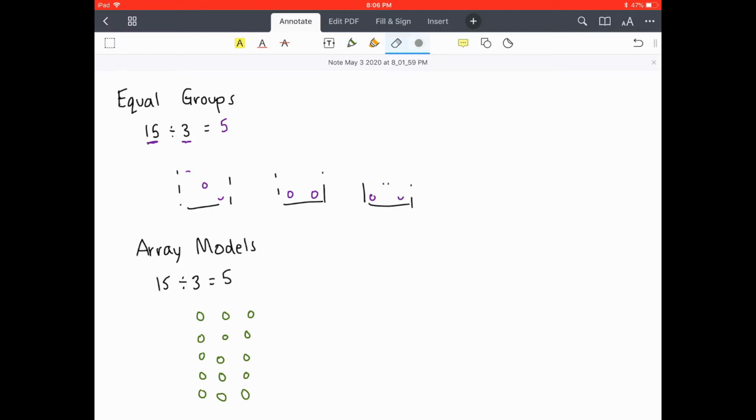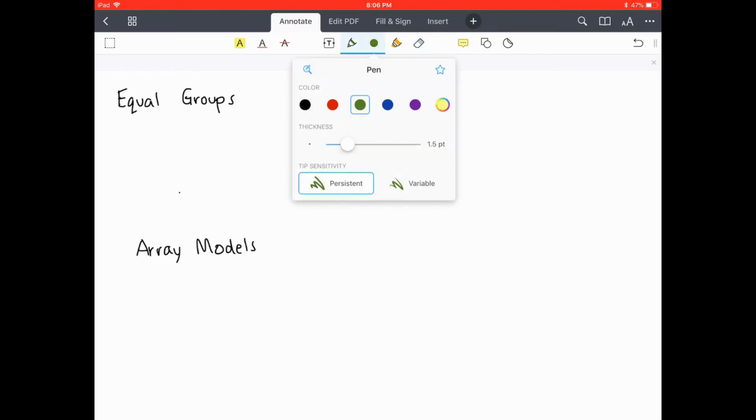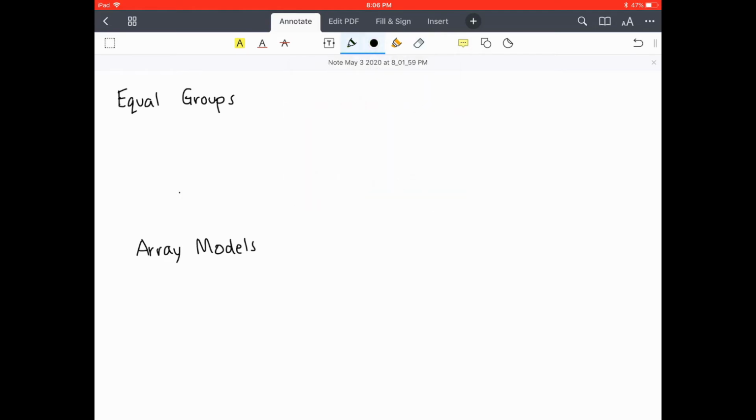Let's do one more together. So these are both really fast ways to represent. They're very similar to what we were doing yesterday with the manipulatives. The only difference is you're drawing it this time. We're gonna now imagine a sentence, a division sentence, and going to draw that.